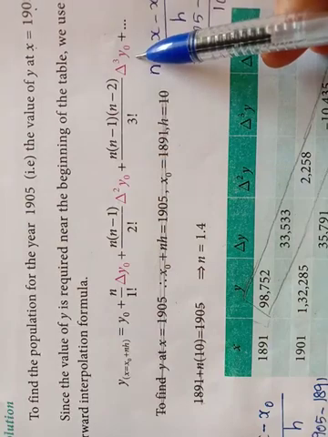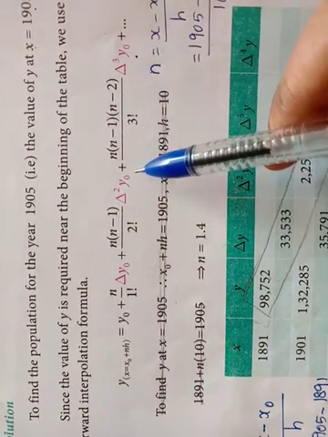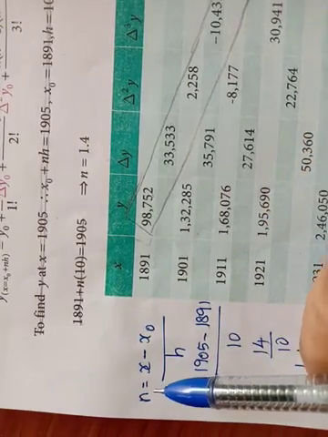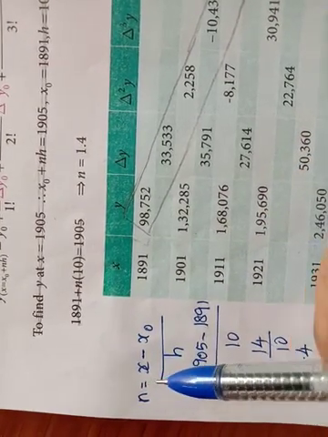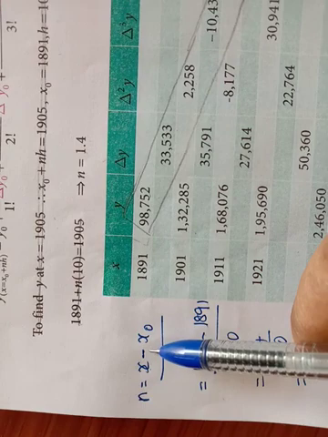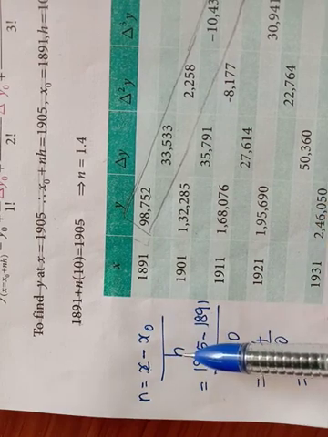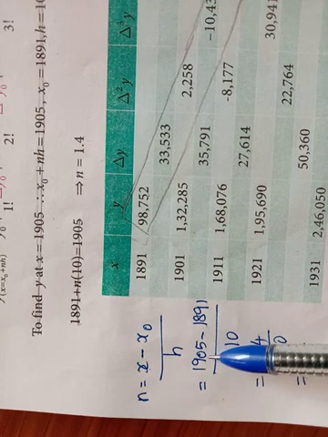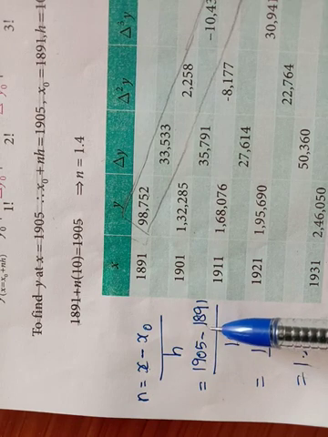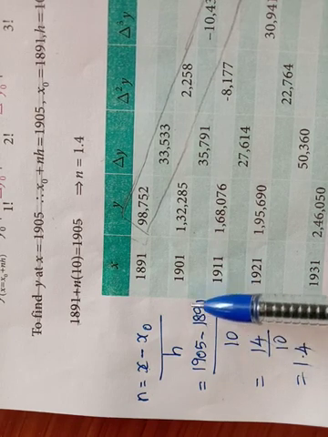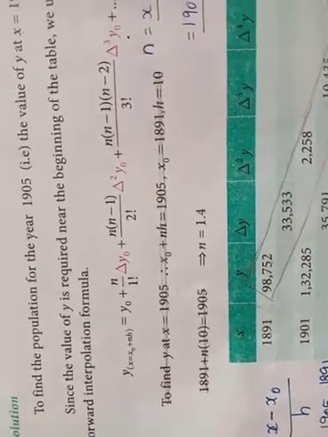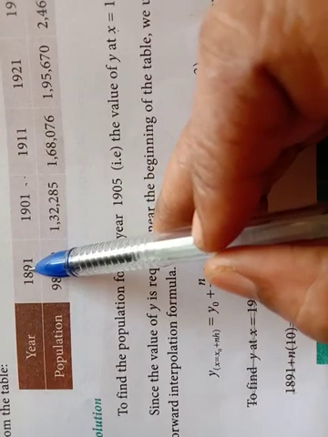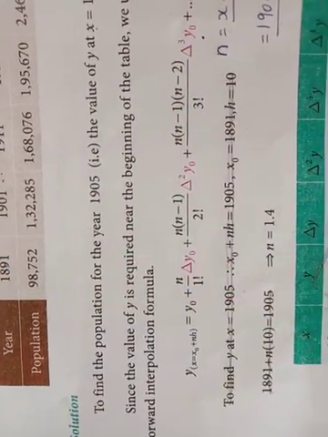I explained the formula, and that formula you have to write. Here you want to calculate the n value. You can write n equal to x minus x0 by h. x is the value they asked for, so you write 1905 minus 1891. This is the first value given in the tabular column, which is your x0 value, that you substitute.